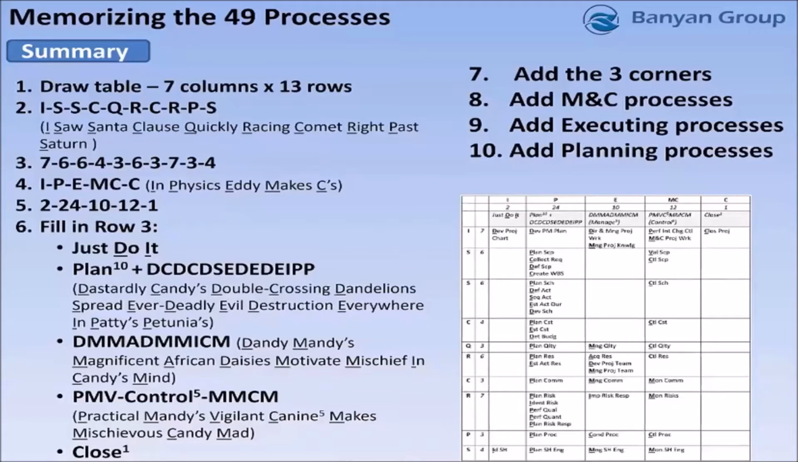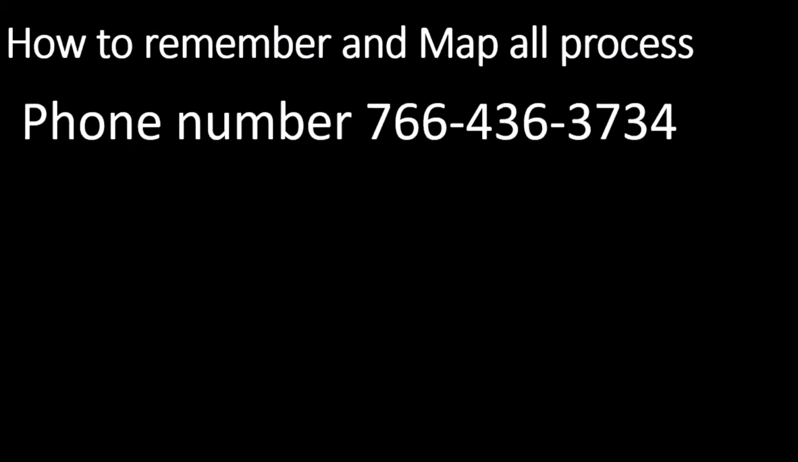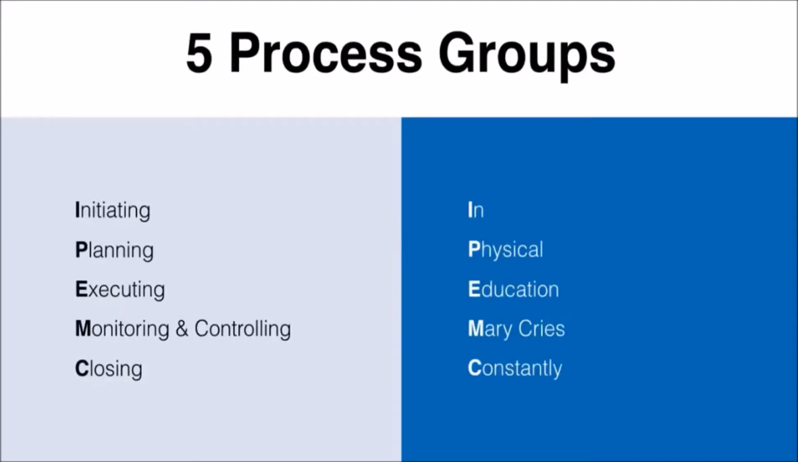Now let's go for the process groups. IPEMCC. In physics, Addy makes Cs. This is for initiation, planning, execution, monitoring and control, and closing. Another mnemonic for this one is: in physical education, Mary cries constantly.